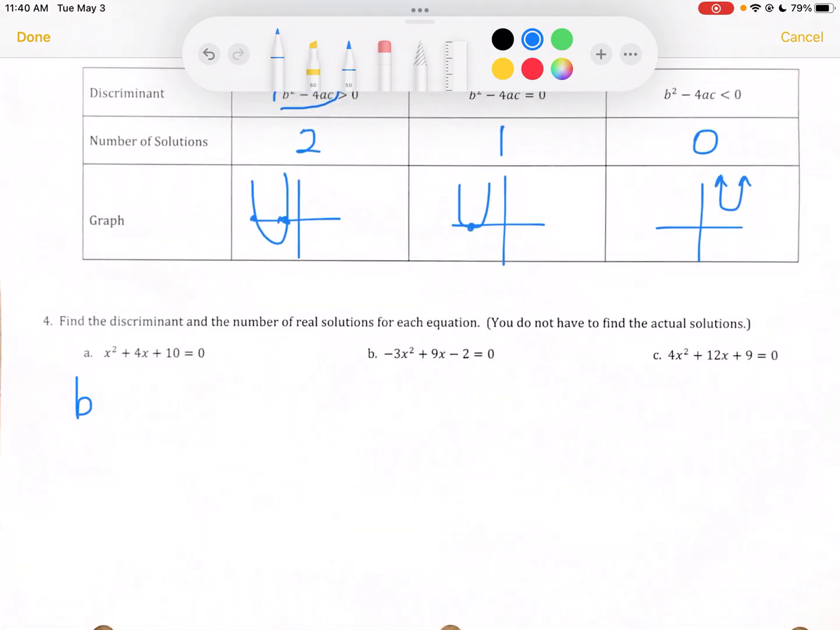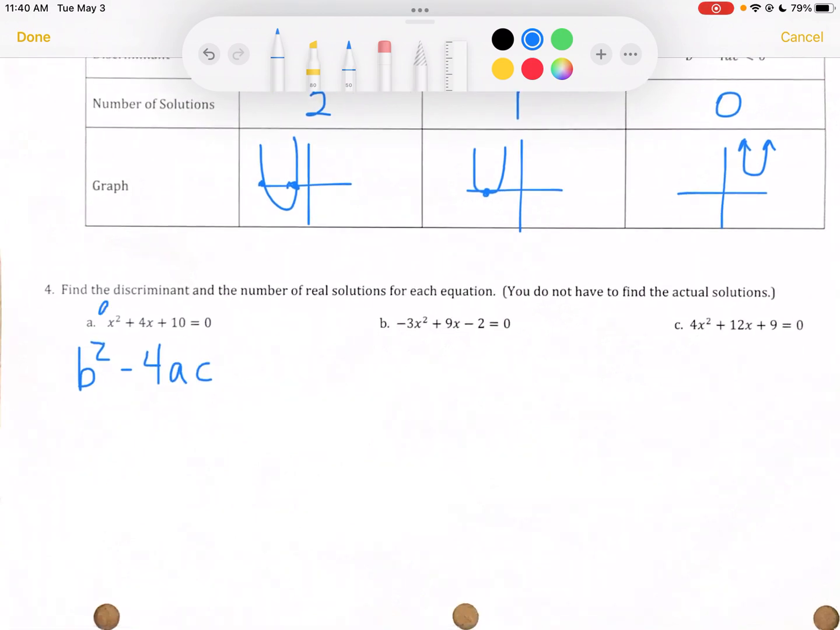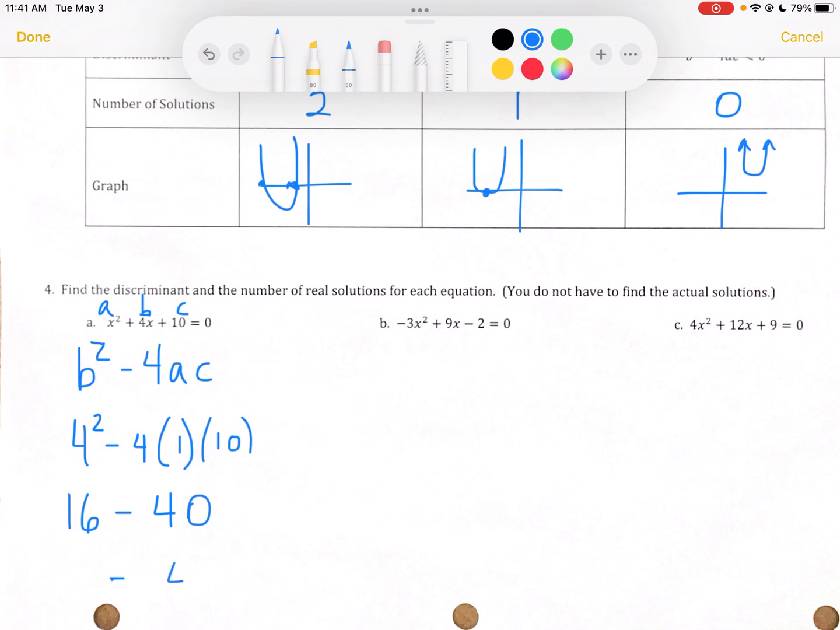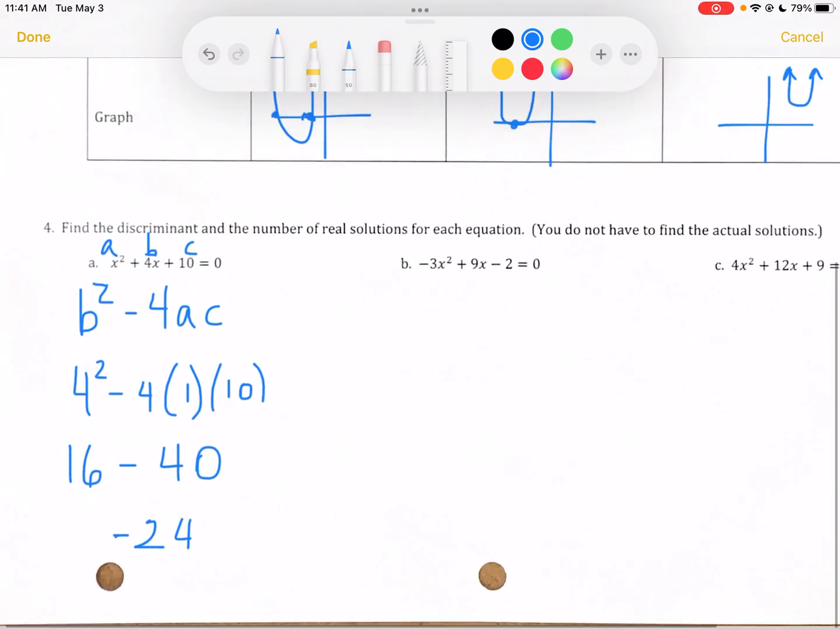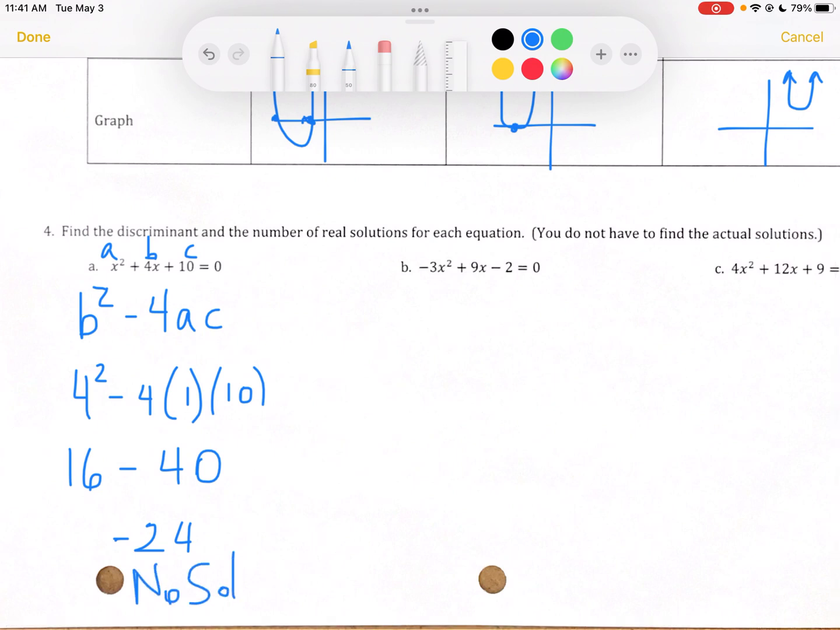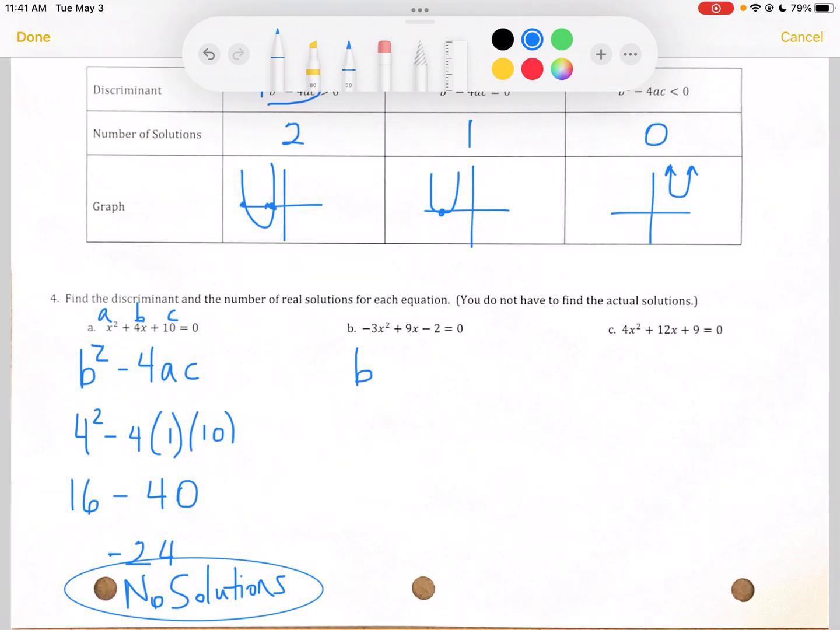Okay, so what we need to do here on these last ones is plug it in. Do b squared minus 4ac, just that part. So a is 1, b is 4, c is 10. So b squared means 4 squared minus 4 times 1 times 10. So 16 minus 40. So I'm going to get a negative, I don't know, what is that? Negative 24 maybe. So how many solutions will that have? No solutions. Okay? Go ahead and do these last two. Just doing b squared minus 4ac. And try to tell me how many solutions you should expect to get.